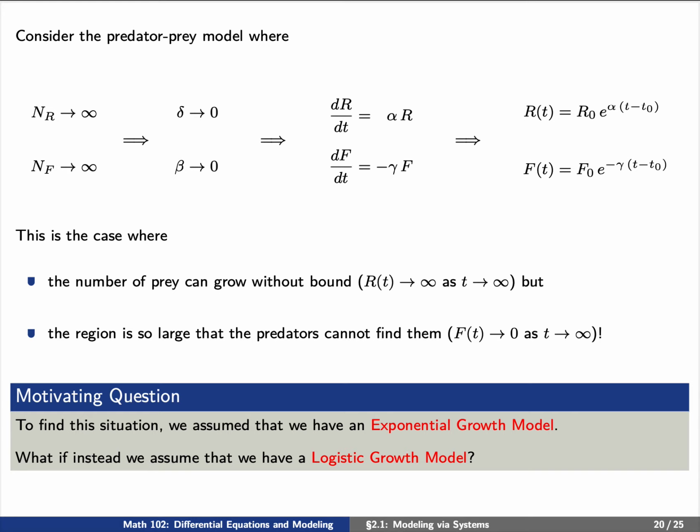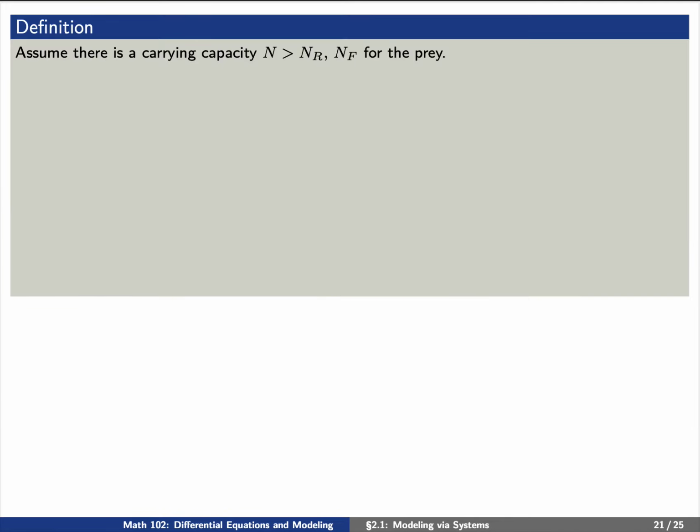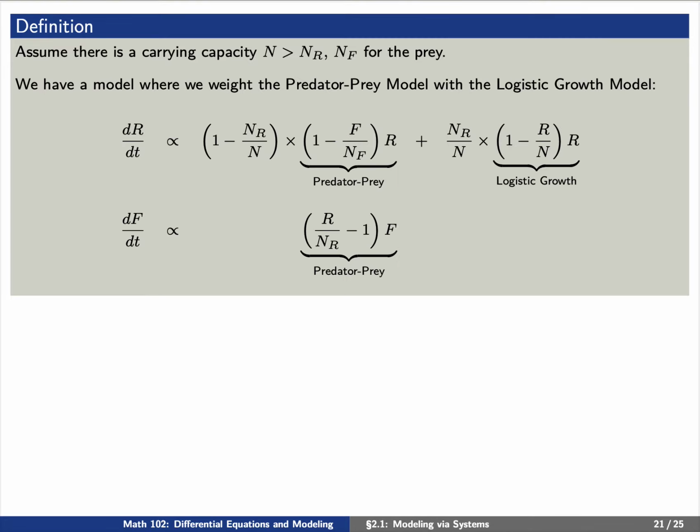So here's our motivating question. To find the situation above, we assumed that we have an exponential growth model. So what if instead we assume that we have a logistic growth model? Let's assume that there is a carrying capacity capital N for the prey, for the rabbits. This means that we have a model where we're going to weight the predator-prey model along with the logistic growth model. Now here, we know that from the predator-prey model, we have a factor of 1 minus F over n sub f times R. And for the logistic growth model, we have a factor of 1 minus R over N times R.